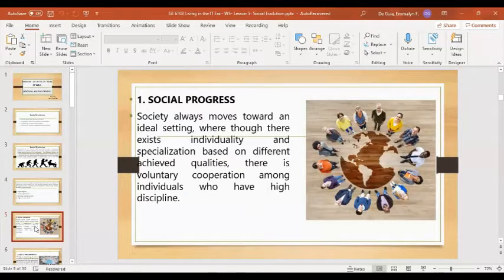Social progress is that society always moves toward an ideal setting where, though there exists individuality and specialization based on different achieved qualities, there is voluntary cooperation among individuals who have high discipline. So social progress is one very essential component of social evolution. Of course, because this will address the basic needs of the citizens, and it will also sustain the quality of living. That is why we have different sectors in the society to address our needs, for instance, healthcare services and education institutions. Those contribute to the well-being and advancement of the society.